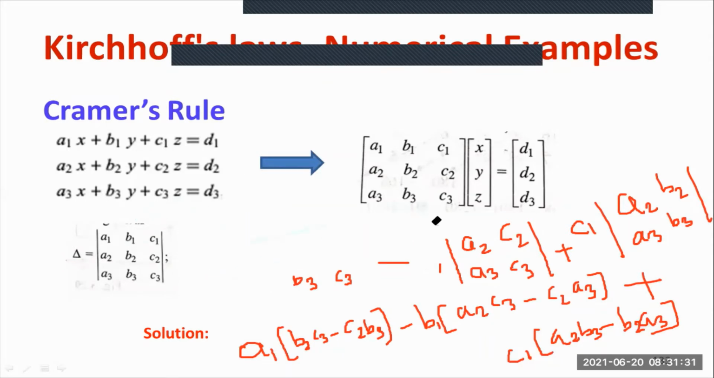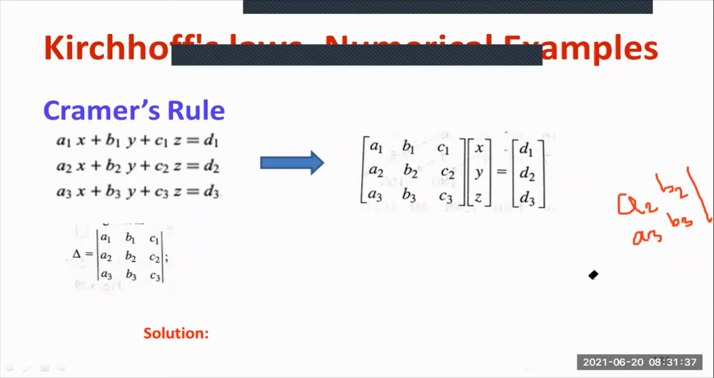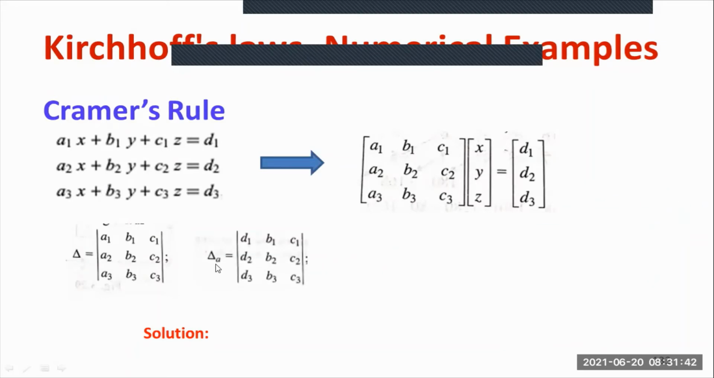Now I want to calculate delta 1. How to calculate delta 1? I'll be showing you how to make out delta 1 and how to solve this. See, delta 1 or delta A.